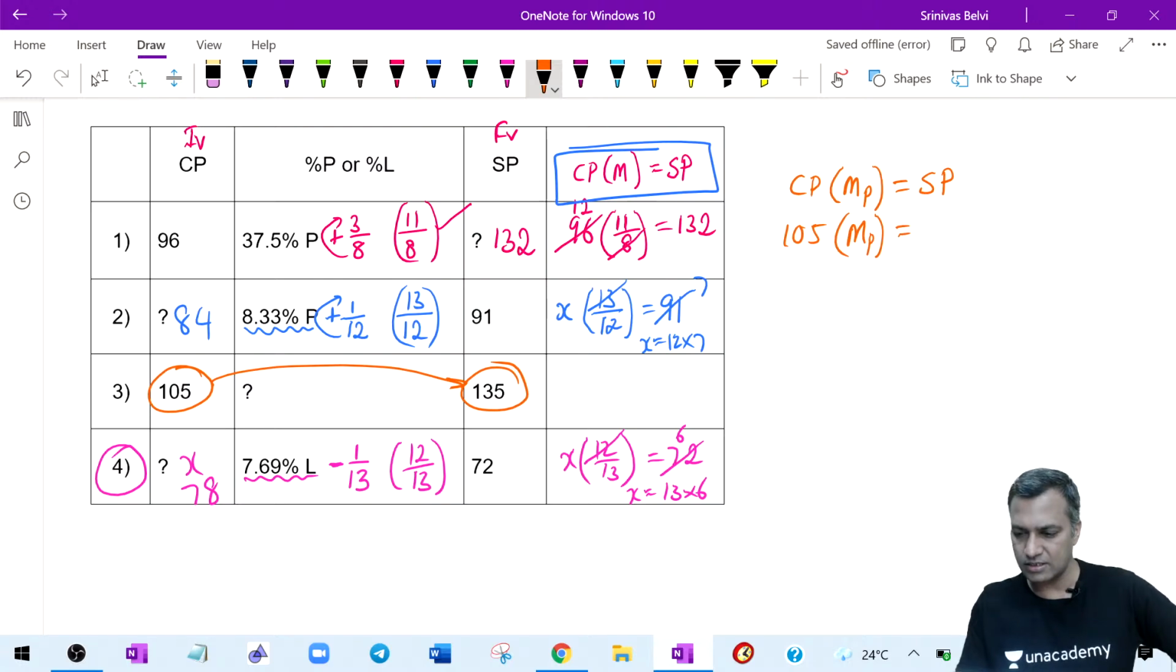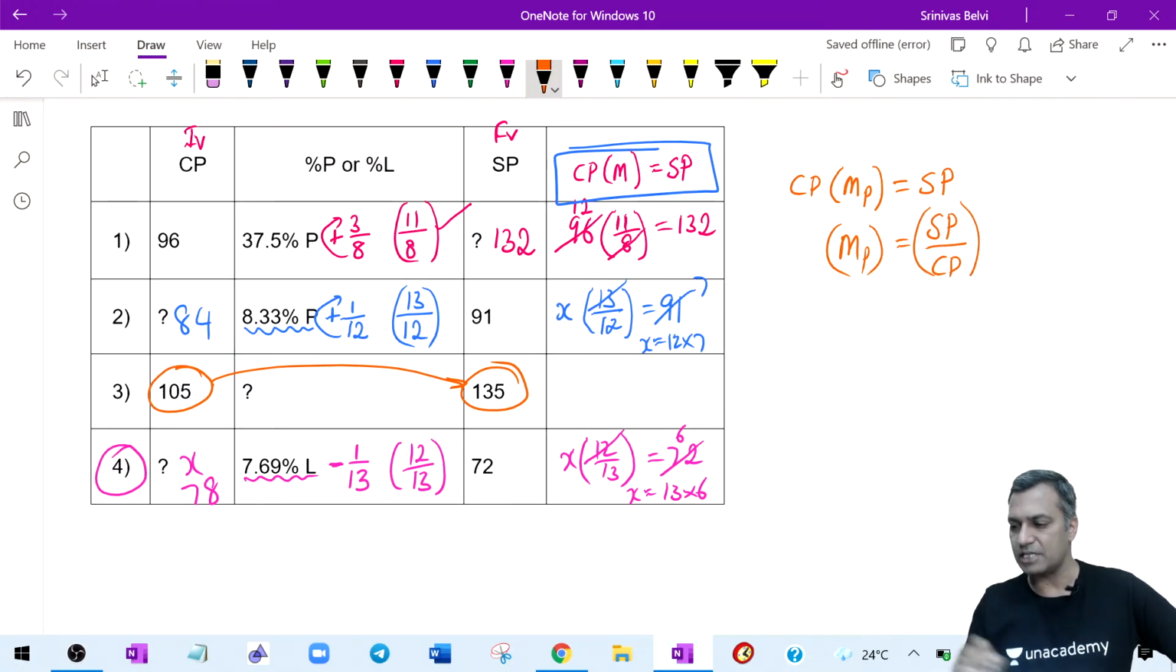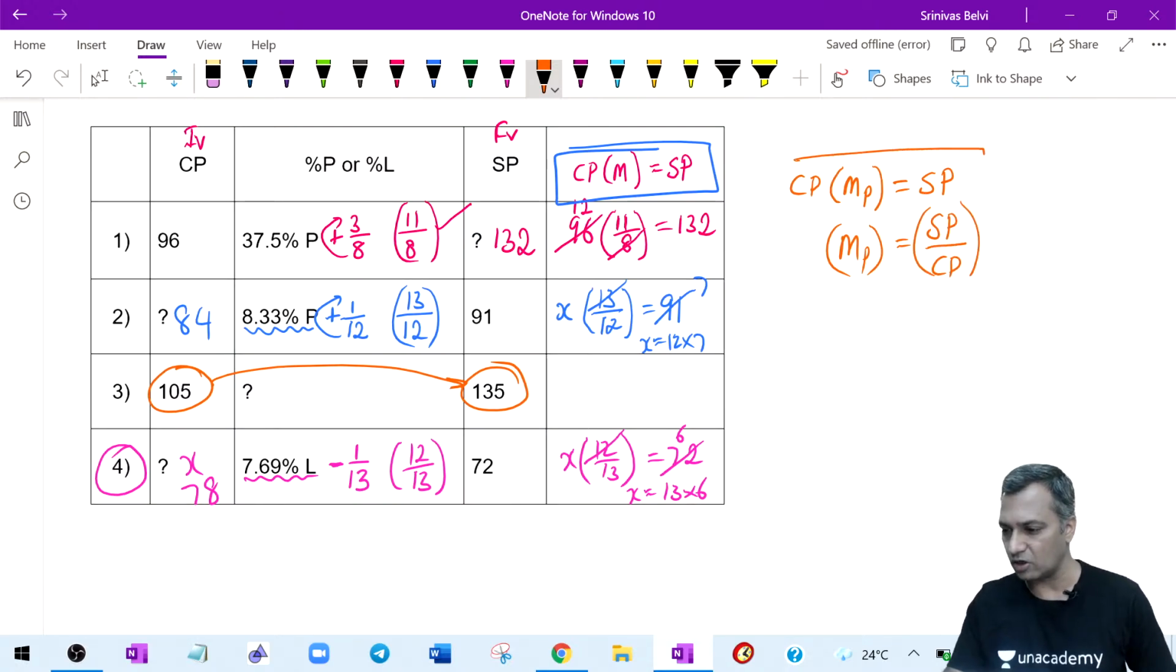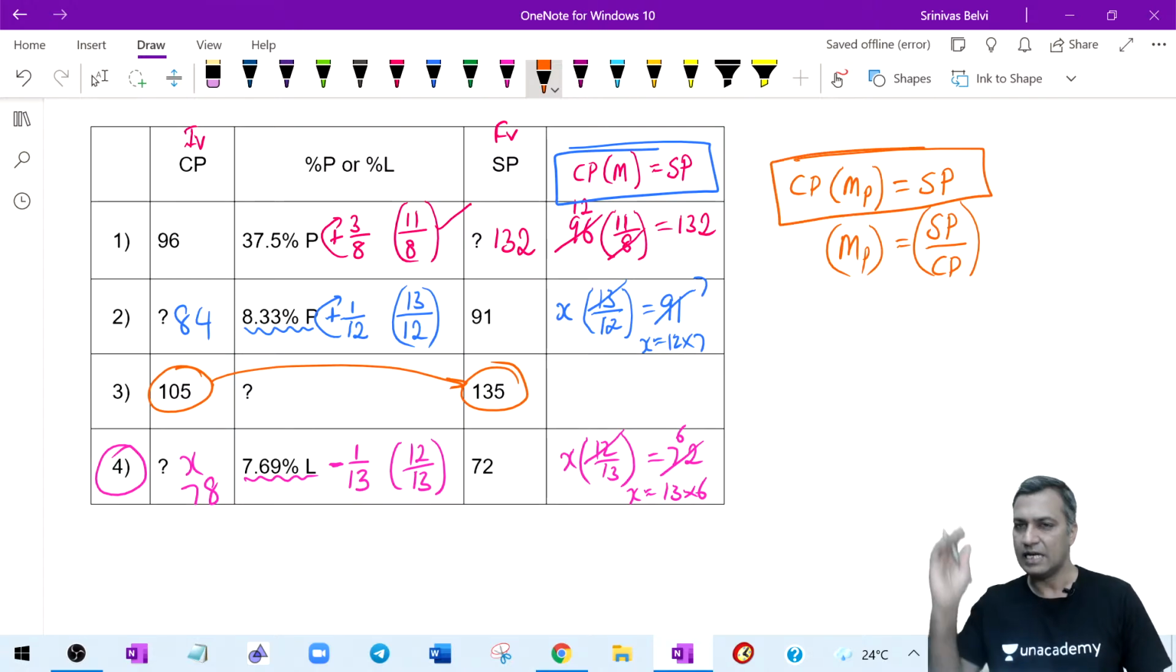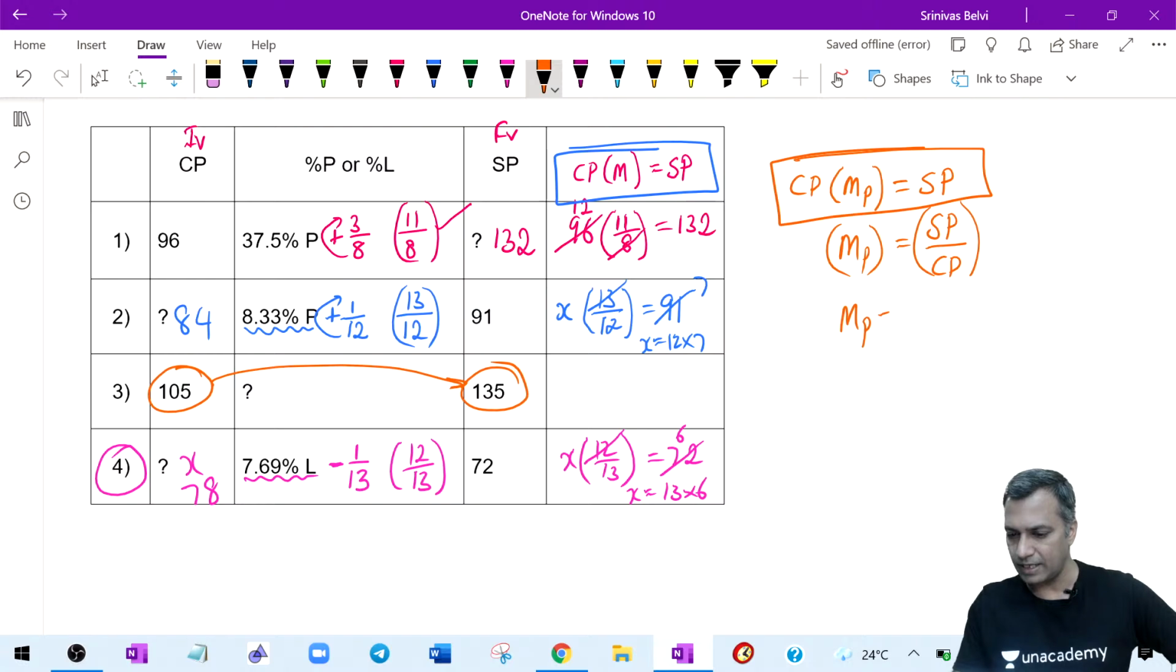So what do you write on the other side? Okay, let me do the structuring here itself. That is good for me. Can I say that multiplier related with profit is equal to selling price divided by cost price? From here, I can also write multiplier related with profit is equal to selling price divided by cost price. Fair enough. Therefore, multiplier related with profit is 135 divided by 105.